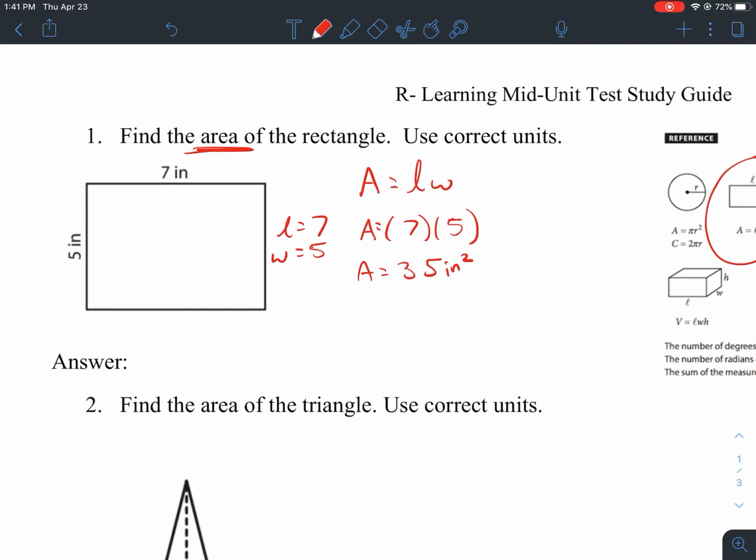Now the units on this should be inches squared. Area is always squared. And the reason for that is we're doing 7 inches times 5 inches. And we multiply the 7 and the 5 and get the 35. And since we have inches twice, we get it squared. So our answer here should be 35 inches squared.